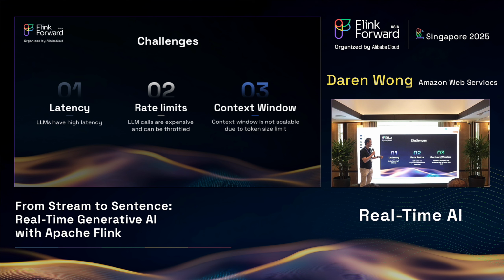So the challenges are latency. We haven't really solved that yet. LLMs have very high latency in token generation, and we still need to work around that. The second one is on scalability or rate limits. LLM calls are very expensive, and we can get throttled easily.